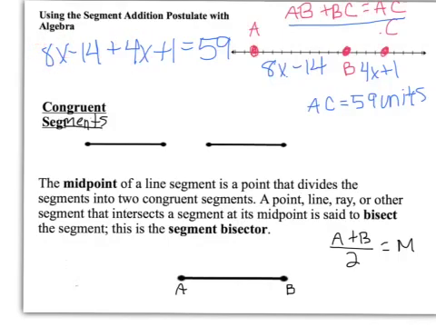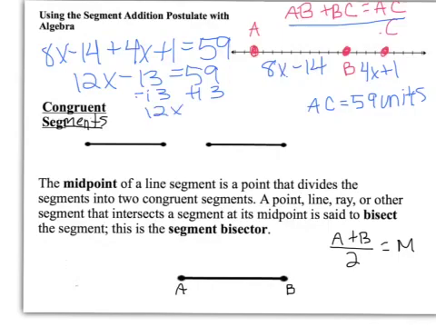8x and 4x gives you 12x. And negative 14 and positive 1 gives you negative 13, which must equal 59. By adding 13 to both sides, we get 12x equals 72. Divide by 12 on both sides, which means that x equals 6.